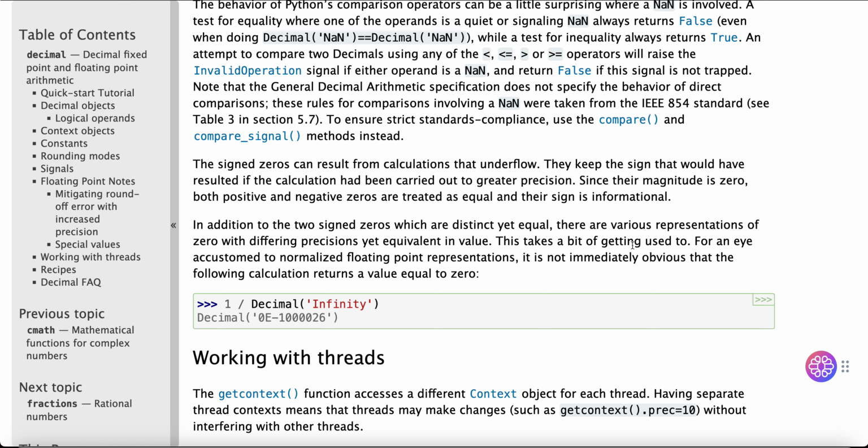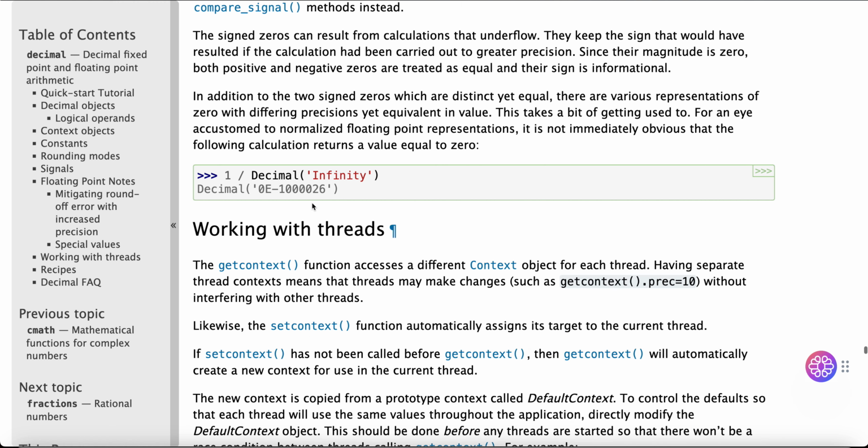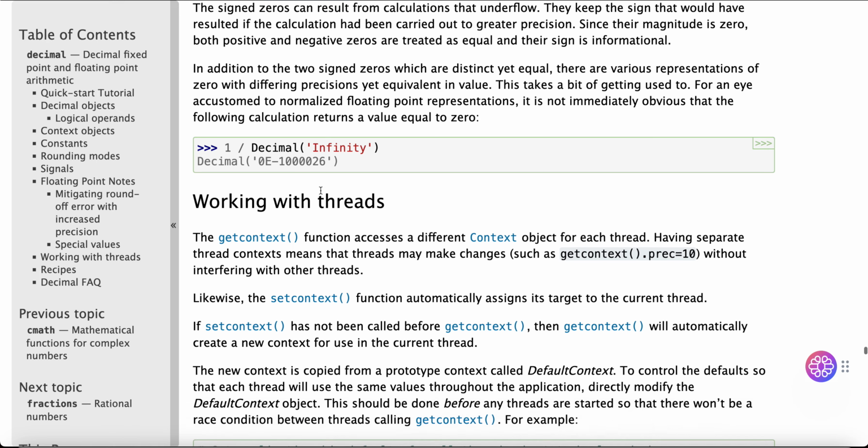This takes a bit of getting used to for an eye accustomed to normalized floating point representation. It is not immediately obvious that the following calculation returns a value equal to 0: 1 by Decimal('Infinity'), Decimal('0E-100026').